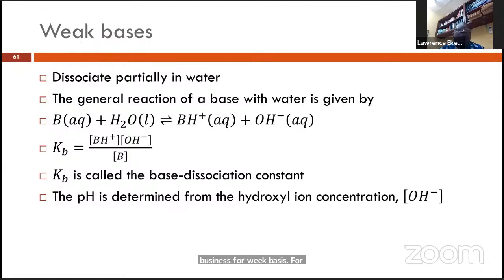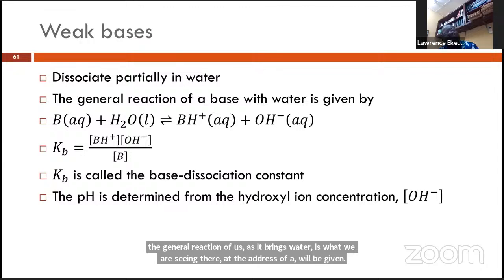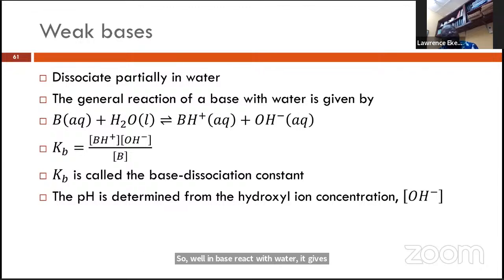We have said that weak bases dissociate partially in water. The reason why they are weak is because that dissociation is partial. So the general reaction of the base with water is what we are seeing there. When a base reacts with water, it gives out hydroxide ion, and the concentration of the ion increases.